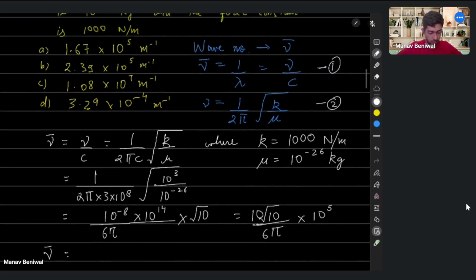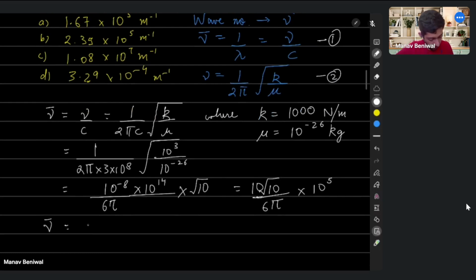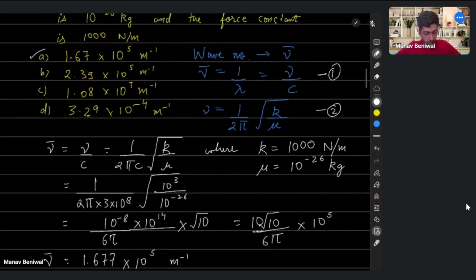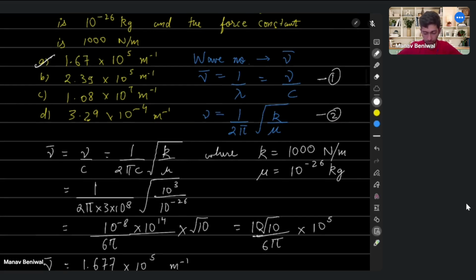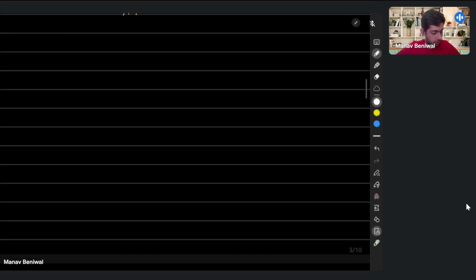So it becomes 1.677 into 10 to the power 5 per meter, which matches with option A. Okay. So let's do next one now.